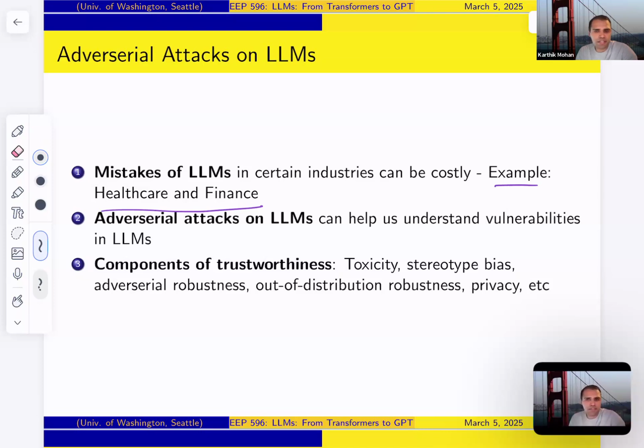And same with finance. If you're saying you should purchase a stock today, but then actually you did it and then it dropped a whole lot, that's a problem. So you want to be able to be very precise.